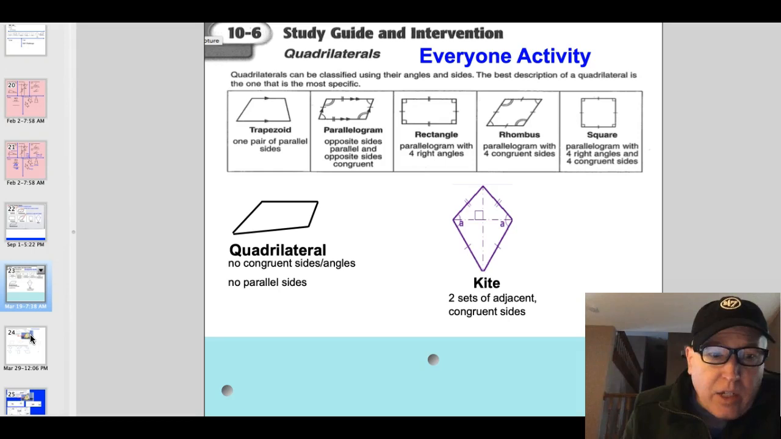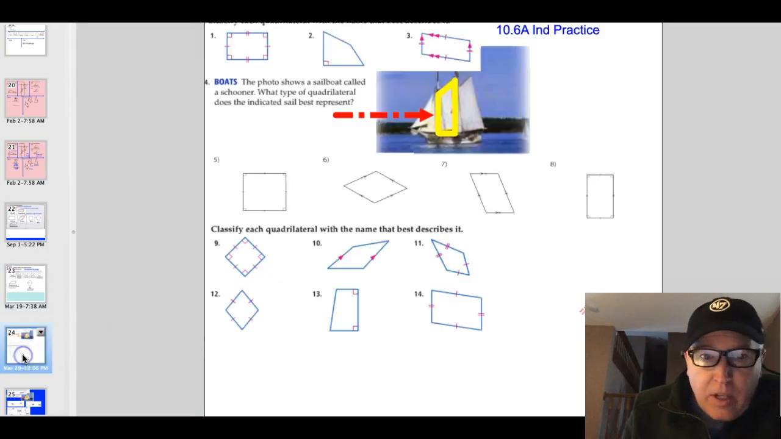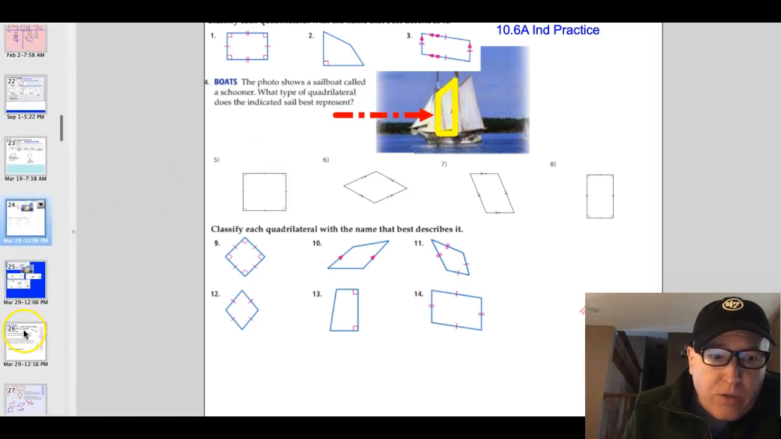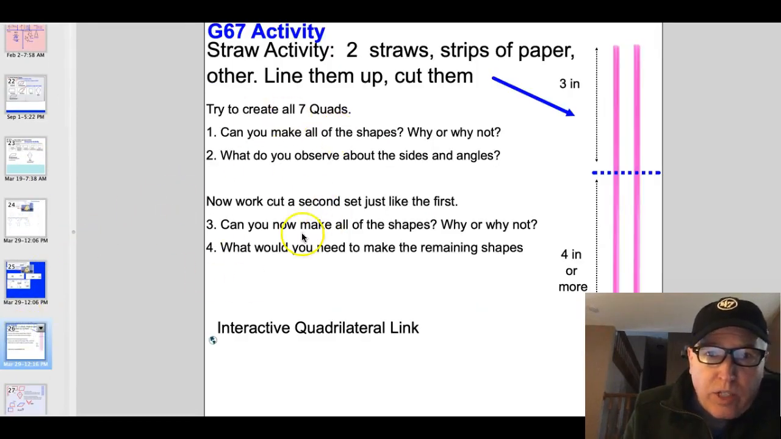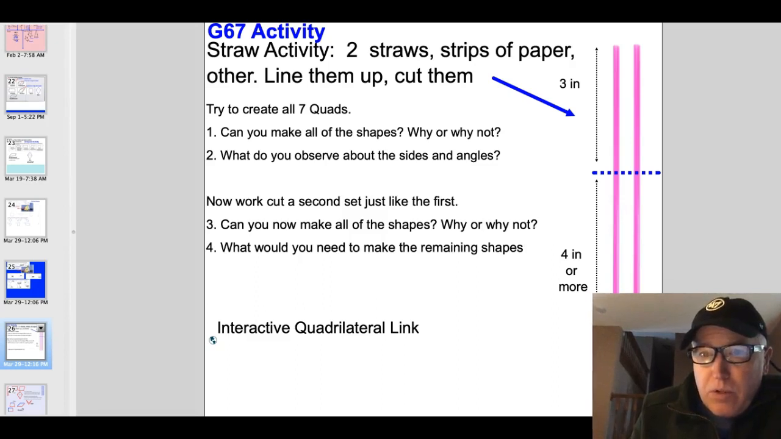Now you can take a choice of one of the 2 practice activities. First of all, you can go through and we can name these shapes, and I'll make them a little bit bigger so you can see them a little bit better. This is activity choice number 1. Activity choice number 2 would be to answer these 4 questions after you do a little experiment where you take some straws or some strips of paper or something else. You cut them so you have 2 3-inch pieces and 2 4-inch or more pieces. They need to be different lengths.